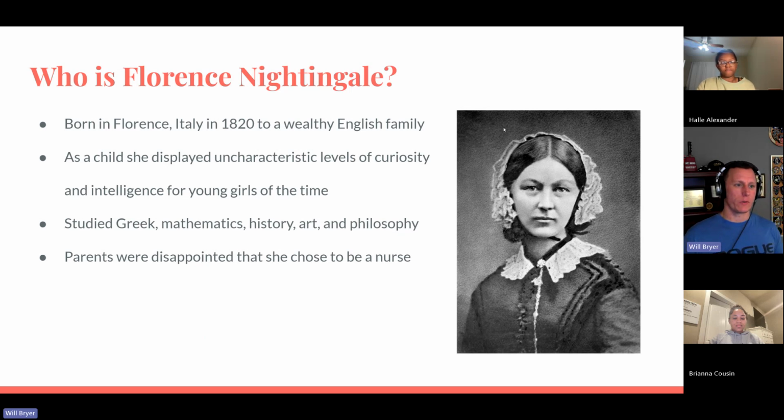She was born in Florence, Italy in 1820 to a wealthy English family. As a child, she was particularly gifted and displayed uncharacteristic levels of curiosity and intelligence, which was especially unusual for young girls at the time. She studied Greek, mathematics, history, art, and philosophy. She was very well learned, and she fought her parents about being a nurse. That was something she really wanted to do, and they were quite unhappy about it.